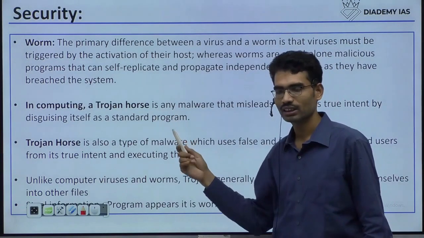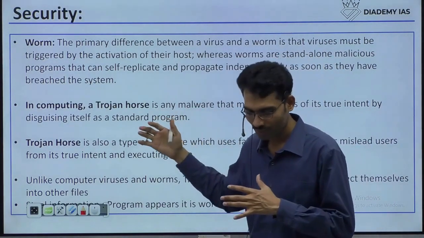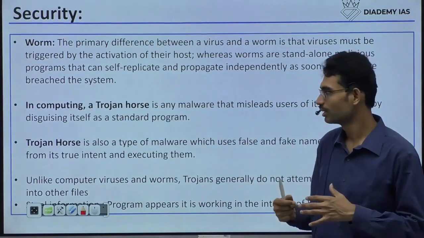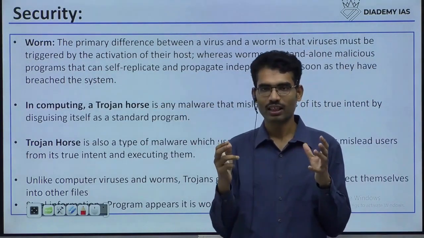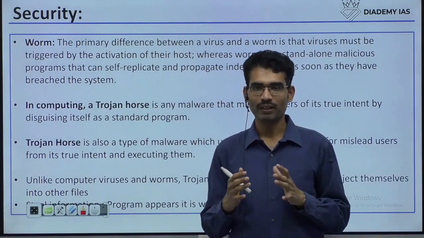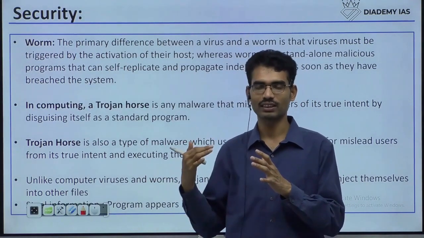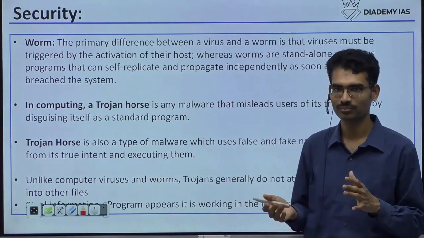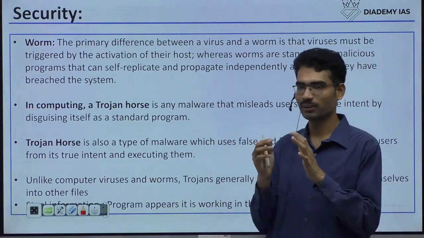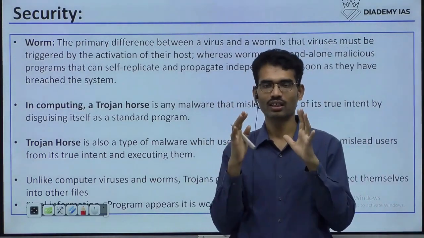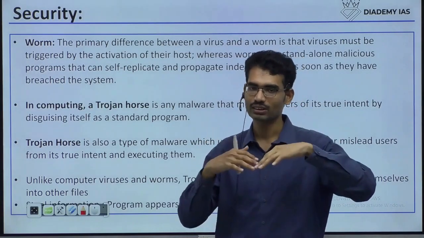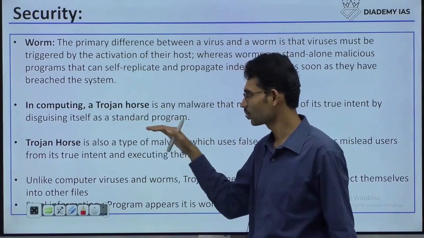Trojan horse generally comes from the ancient epic of Troy, the Trojan horse. It appears like a good program, but indirectly, behind the scenes, it steals information and does malicious work. That is how the Trojan horse is: outside it looks like a useful horse, but indirectly it is doing some harmful task. That is the Trojan horse.